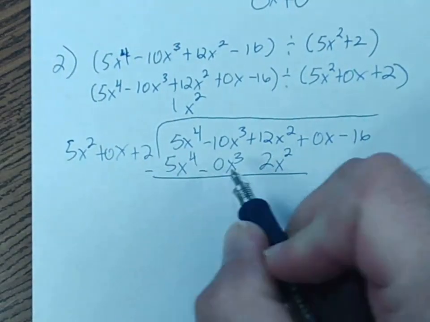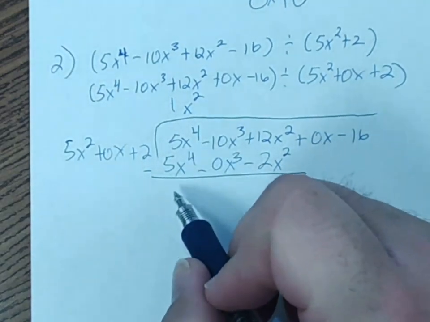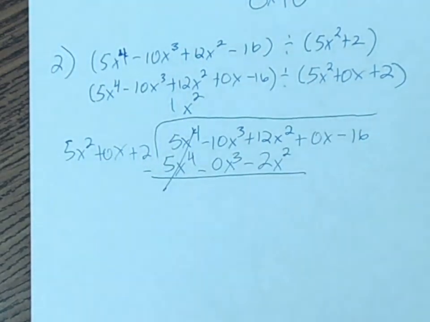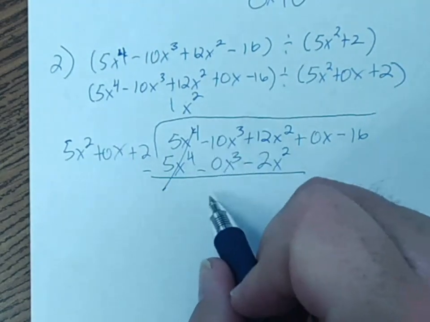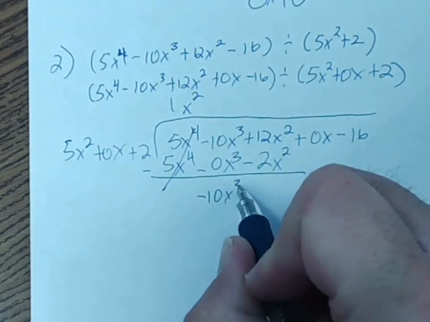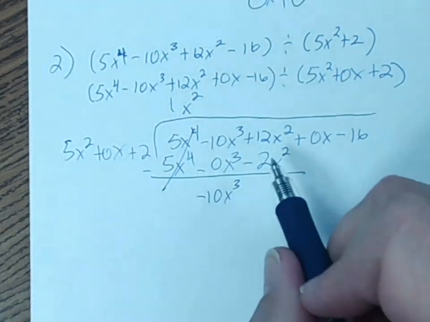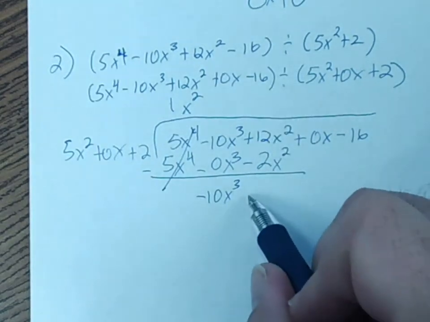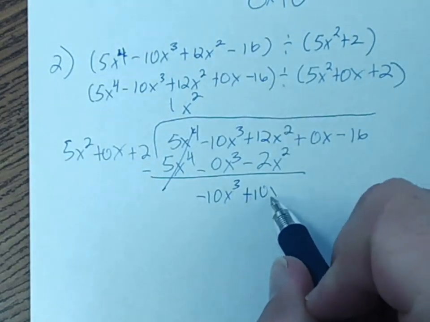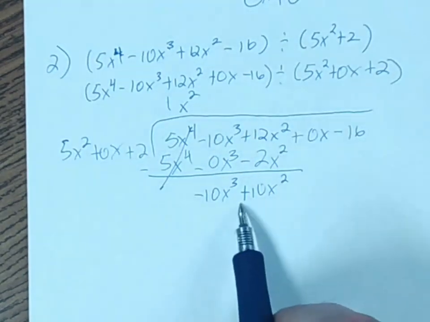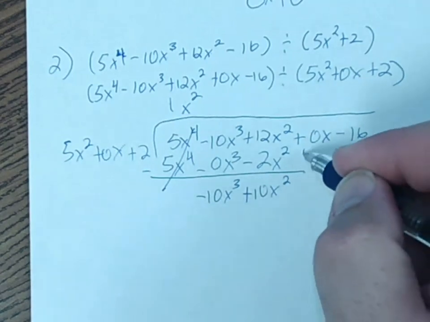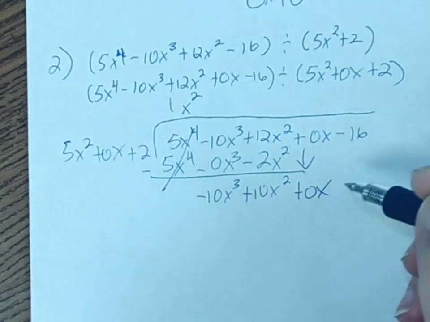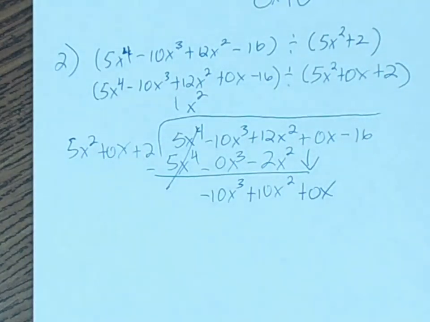And we go minus, minus, minus. 5x to the 4th minus 5x to the 4th is 0. Negative 10x cubed minus 0x cubed is negative 10x cubed. 12x squareds minus 2x squareds would be 10x squareds. Please note I'm putting a positive sign because this was a positive number. Then we're going to bring down the 0x. Don't be scared of it. It's not going to hurt you, I promise.